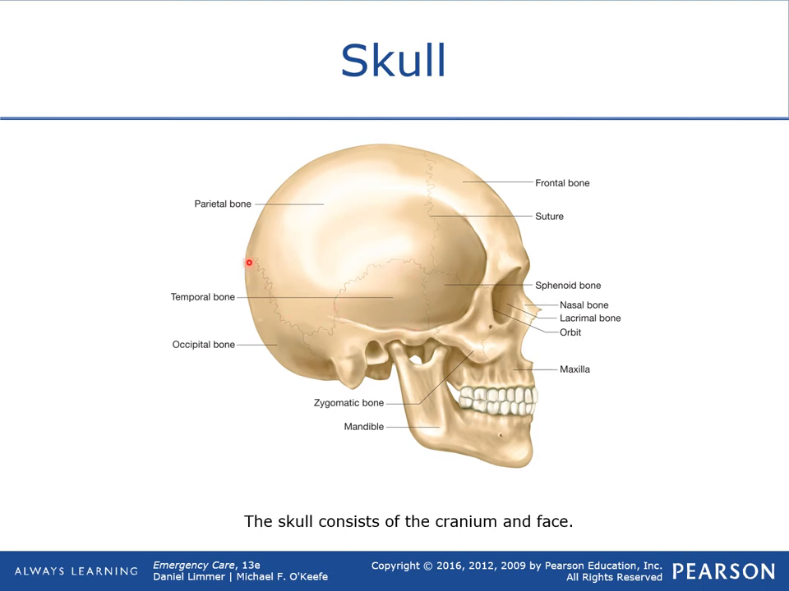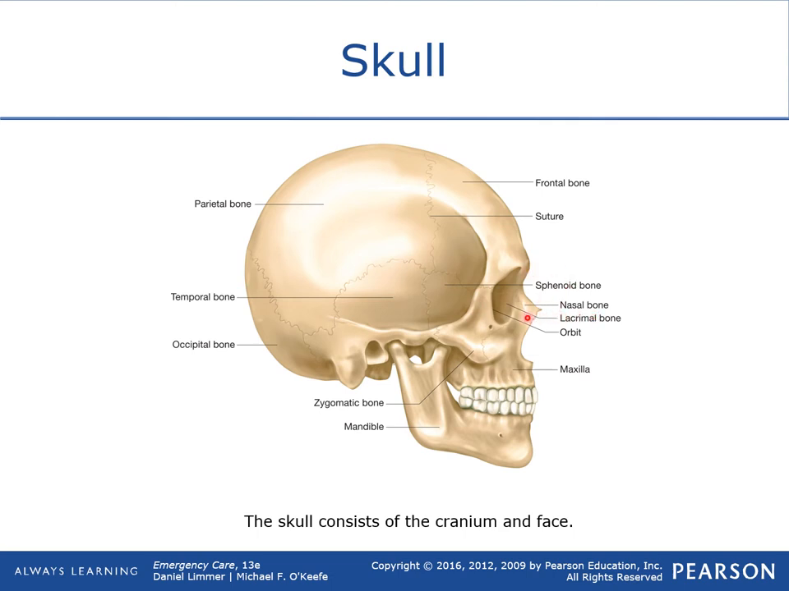Then back here, you have your occipital bone. Occipital is covering the area of the brain that actually processes vision, so input from your eyes goes to the occipital area. So those are the big sections of the cranium. And going to our face, you have the sphenoid bone, which is just behind the eyes. It's technically part of the cranium, but you can say it's part of the face as well sometimes.